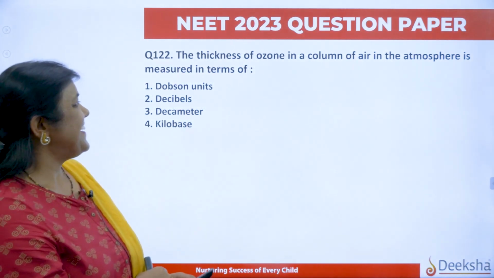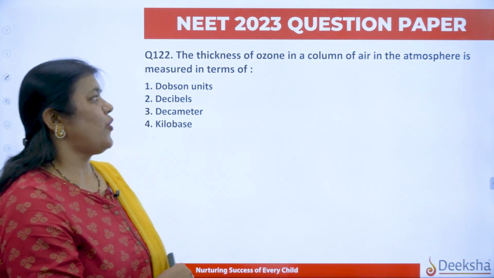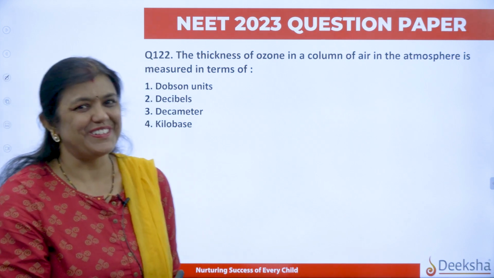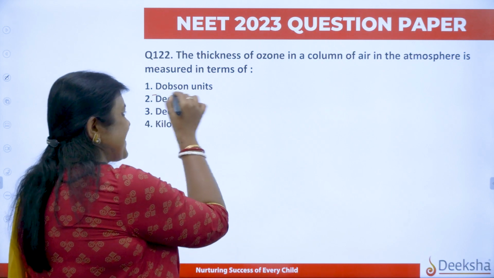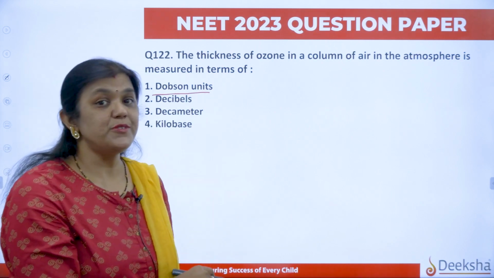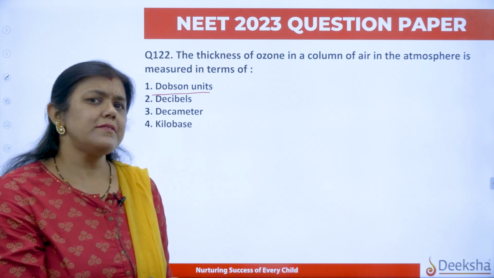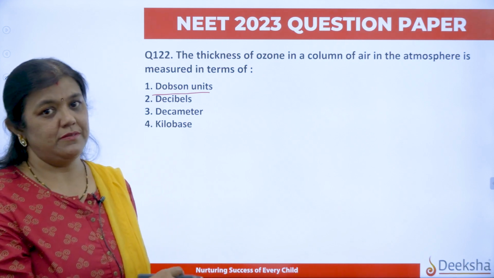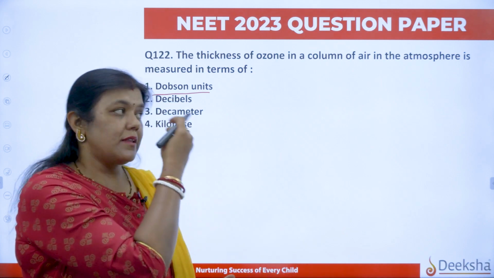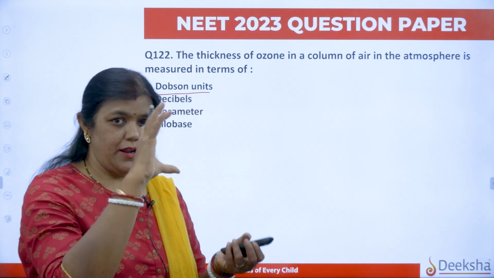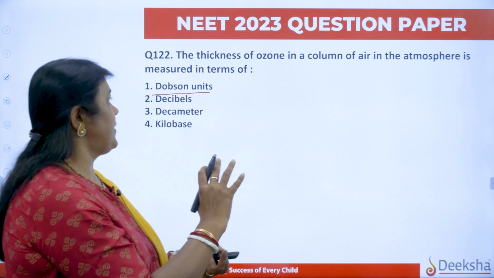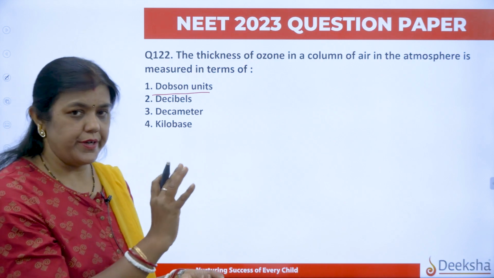The thickness of ozone in a column of air in the atmosphere is measured in terms of, okay, it's very easy. The correct answer is Dobson unit. We have discussed this. It is there in the environmental issues chapter. I think this year you do not have environmental issues in the syllabus, but you can obviously have some extended knowledge. How much ozone is there in the ozonosphere is measured by a unit called Dobson unit.